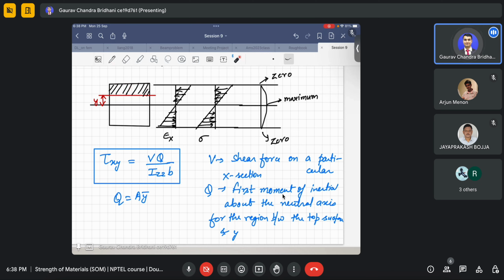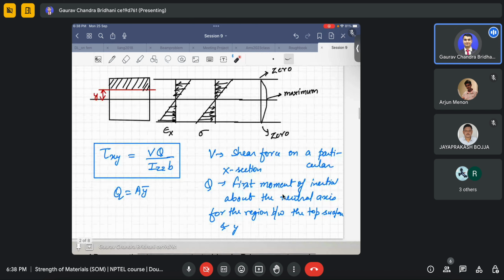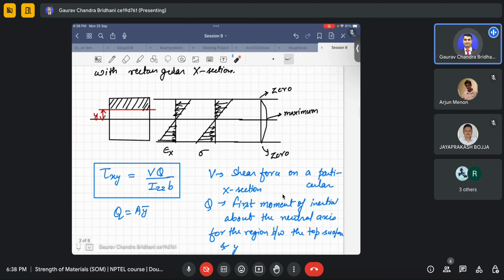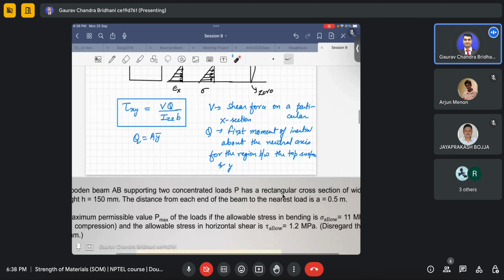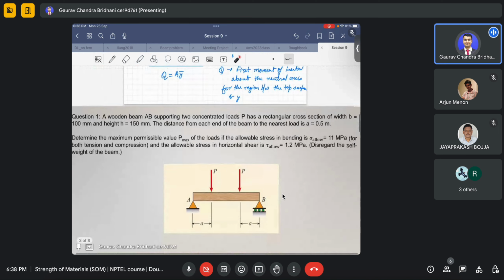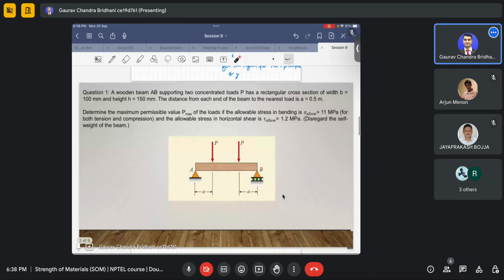So that's how we can find this first moment of area here. And I_ZZ remains the moment of inertia about the ZZ axis, and b is the width of the beam. Okay, so this is also one of the important concepts which we may need to solve some of the problems. I did this because it's a little bit tricky and a little bit involved also. Now we can go to our problems for today's session. Let's look at the first problem.